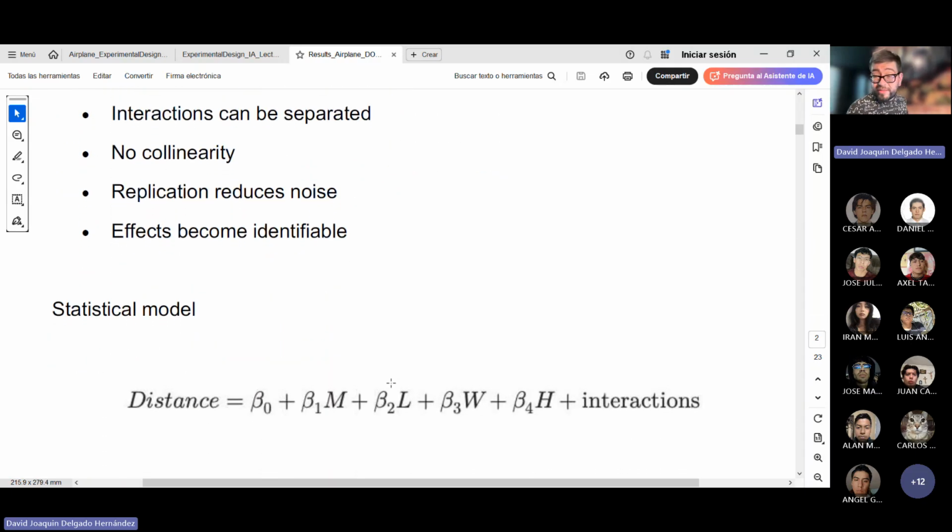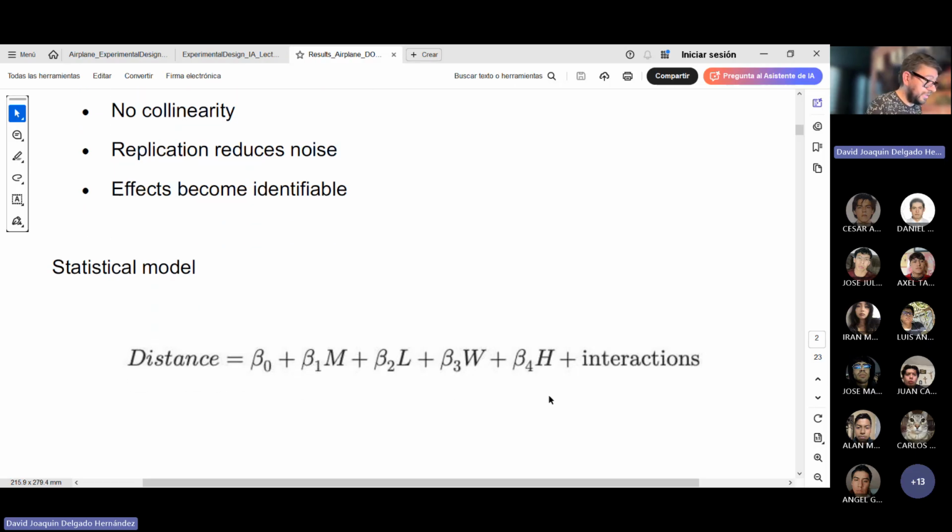What is the statistical model that I am going to adjust? It is very similar to the one that we did with our experiment in the classroom. And I am going to look for this experiment. I am looking for beta 0, beta 1, beta 2, beta 3, and beta 4, which are multiplied by the material, the length, the width, and the height. I am considering as well the height.